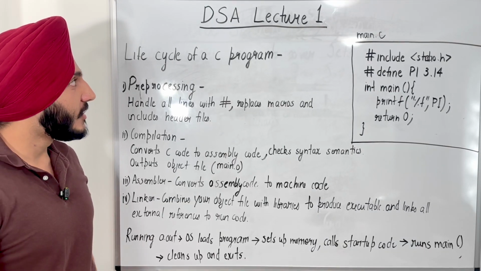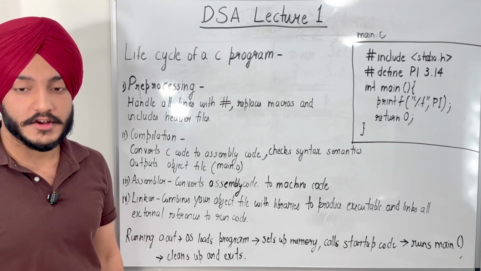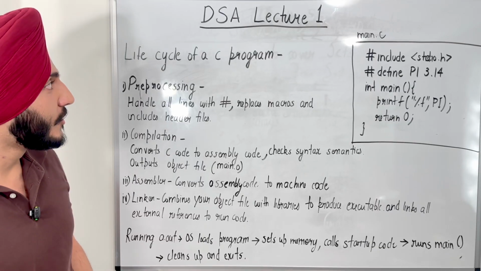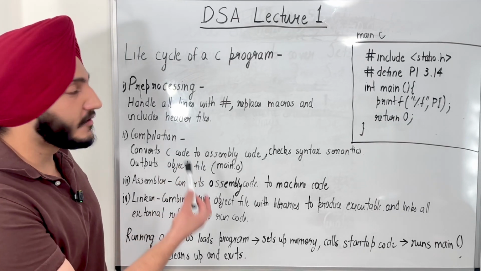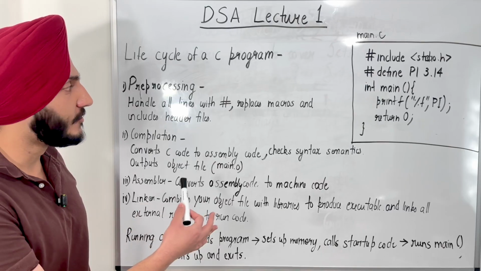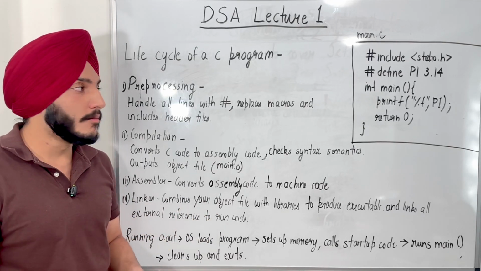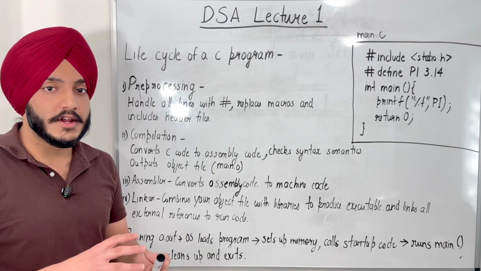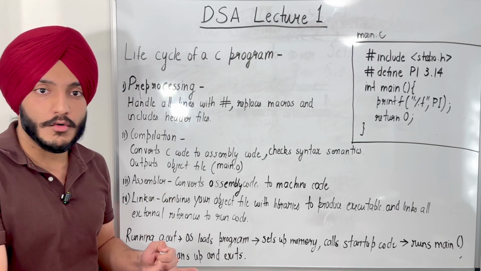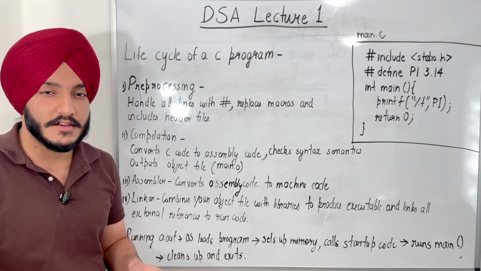In this lecture, this is the first lecture for the data structure series. In this one, we are going to start with understanding the life cycle of a C program, right? Even though this is not part of the course, this is very important to understand to have a knowledge of how the C code works, and what's happening behind the scenes.